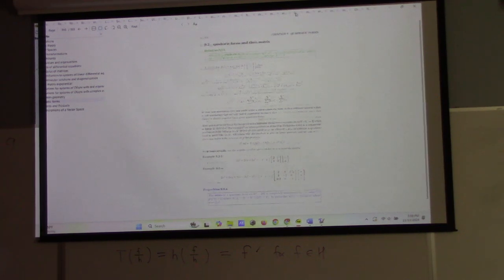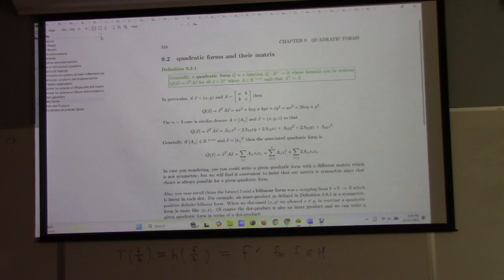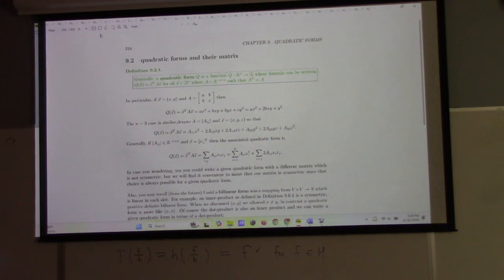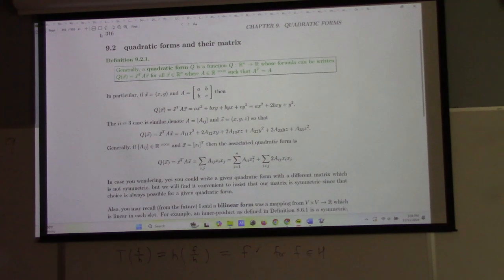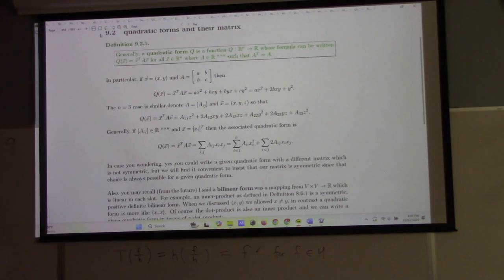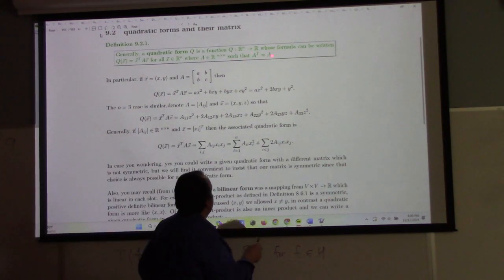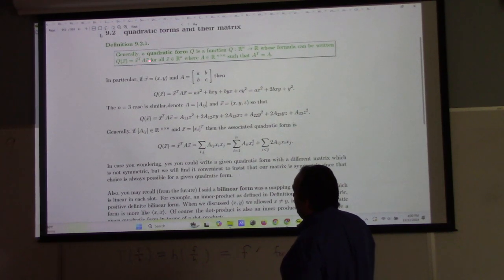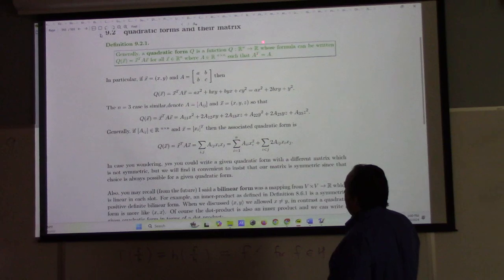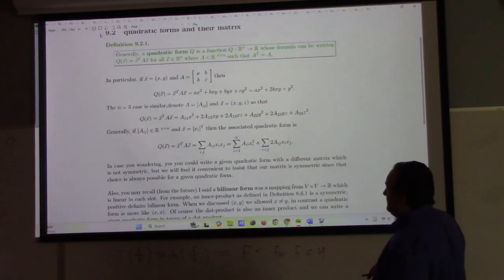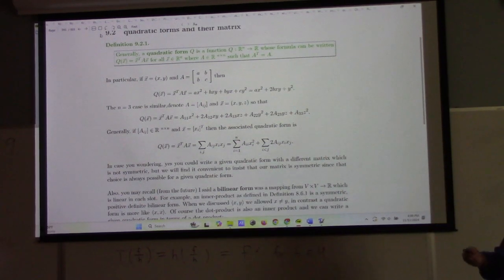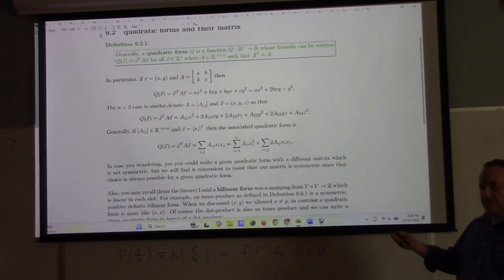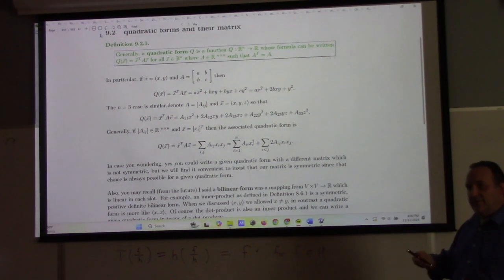I said I was going to write things. I guess I lied. I'm sorry. So this I will post shortly, but a quadratic form is a function from R^n to R whose formula can be written in the form x transpose A x for all x in R^n. And we're going to insist that the matrix of the quadratic form be symmetric. Why? Because then we have the real spectral theorem. We know that it's orthonormally diagonalizable.